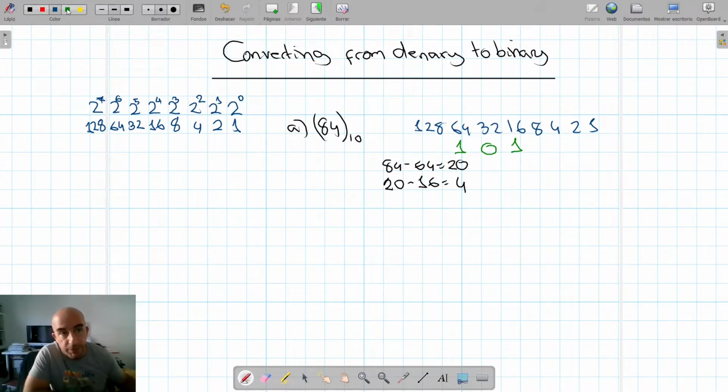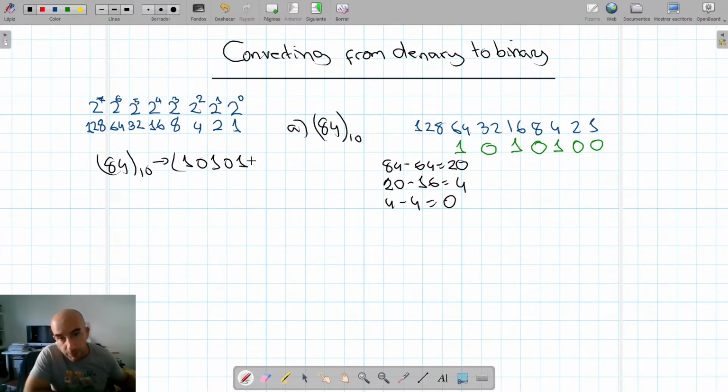Now it's easy because 4 is a power of 2. 8 is too much, and we put a 1 in the 4, and so 4 minus 4 is 0. We haven't got any remainders, so we can put the rest to 0. What does that mean? It means that 84 in denary can be written in binary as 1, 0, 1, 0, 1, 0, 0. Okay, so that would be the first example.